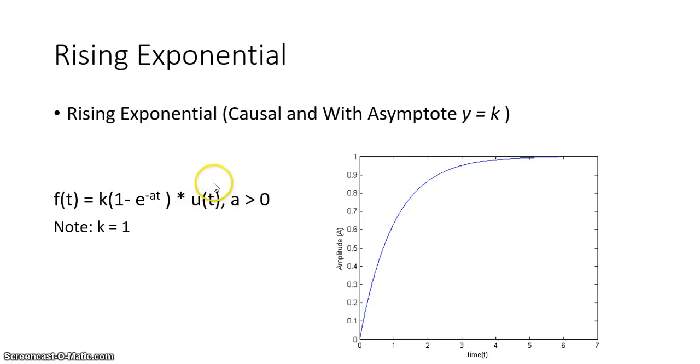And again, we're using the unit step because we're explicitly saying that this is causal. This is true as long as a is greater than 0. And again, in this case, k is equal to 1, so that constant is equal to 1. What you'll notice here is that it begins from 0 and rises and approaches the value of k. In this case k is equal to 1, so the asymptote is equal to 1. So that's the rising exponential.